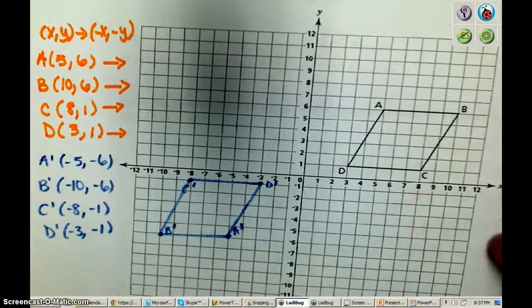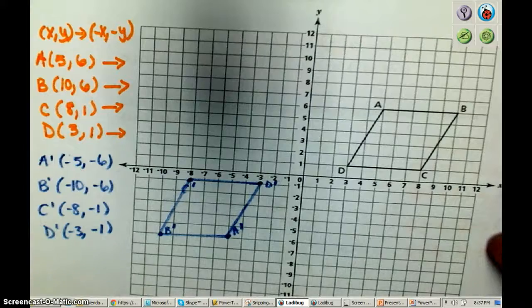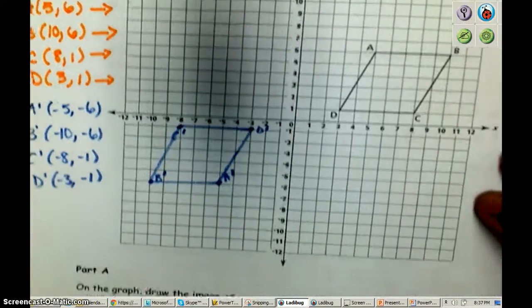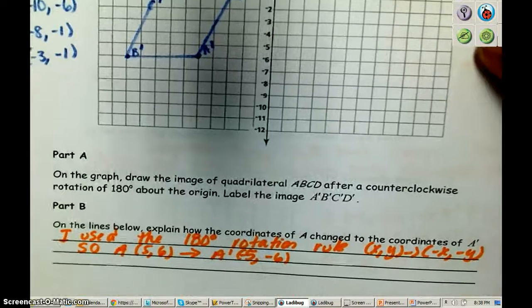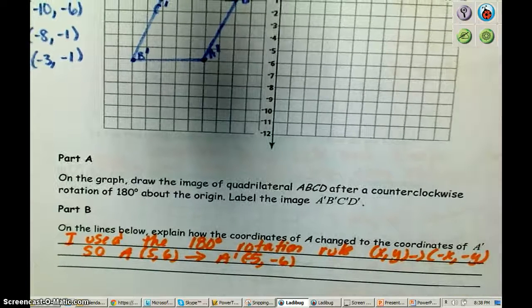Part B asks you how the coordinates of A change to the coordinates of A prime. And I just wrote down that I used the 180 degrees rotation rule, where you keep the x and y in the same position, but you take the opposite of each number. So A was 5, 6. When I apply the rule, I got A prime as negative 5, 6.